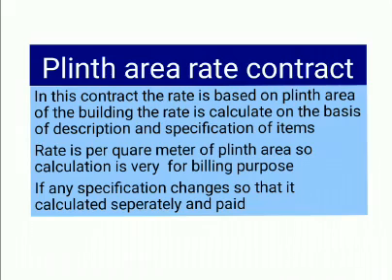Now the fourth one is the plinth area rate contract. In this contract, the rate is based on the plinth area of the building. The rate is calculated on the basis of description and specification of items. The rate is per square meter of plinth area, so calculation is very easy for billing purpose. That is to say, you have to find out the plinth area, multiply by the plinth area rate and get the total amount of project. If any specification changes, that is calculated separately and paid for.